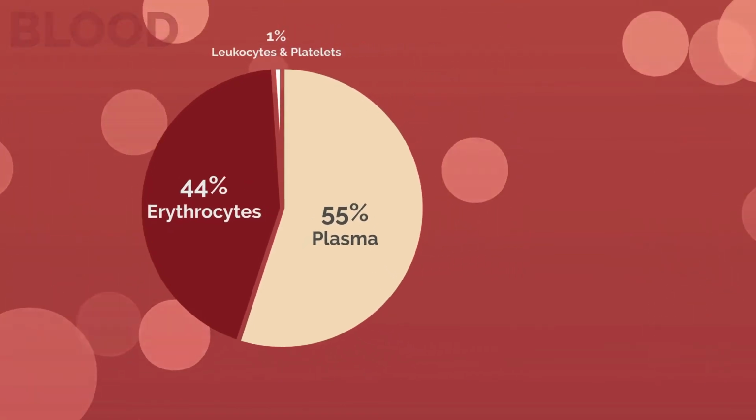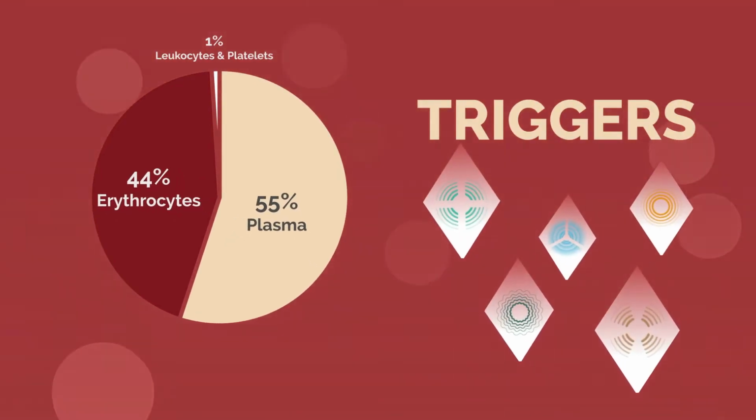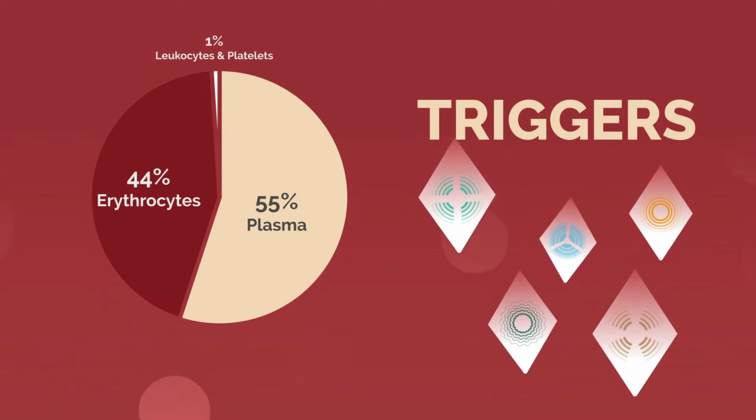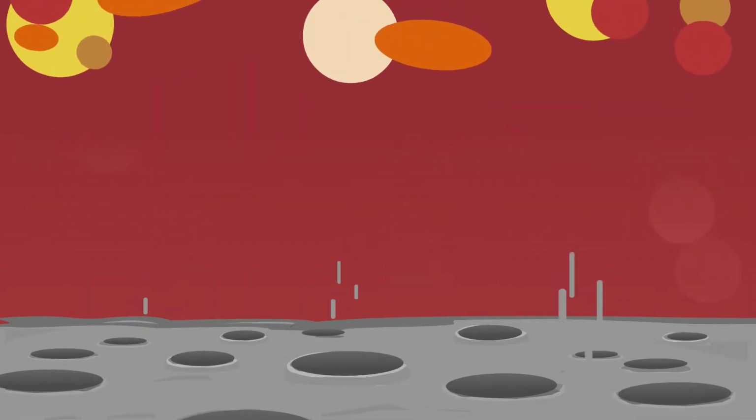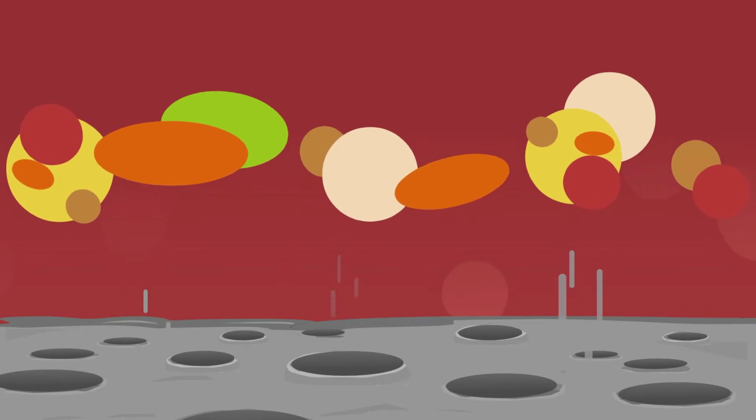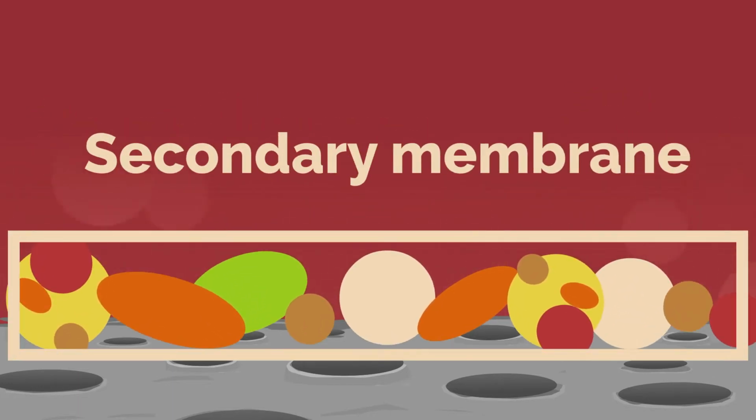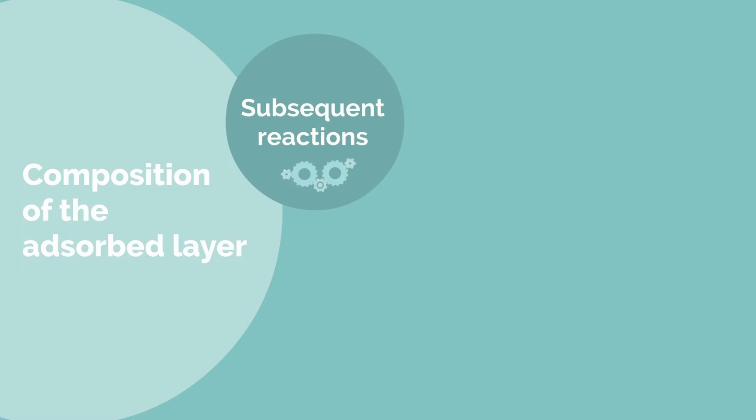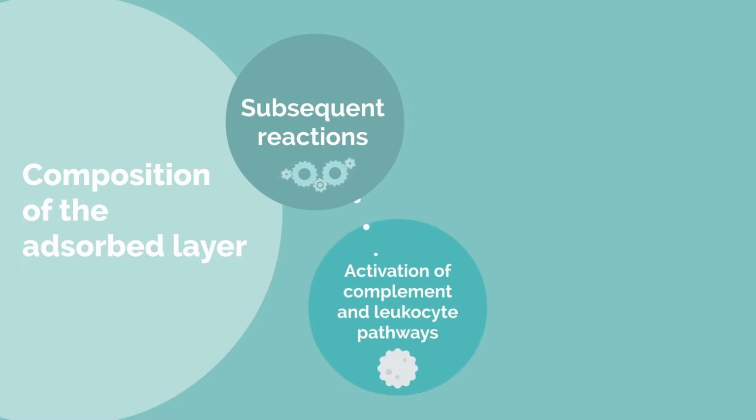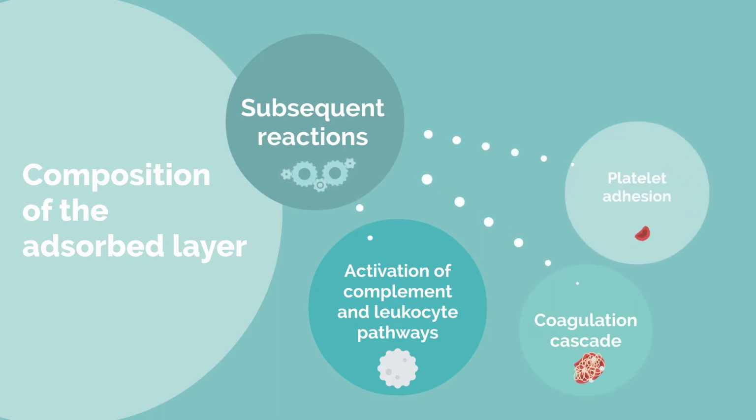The triggers for adverse events in response to blood material interactions are equally complex and begin with instantaneous adsorption of proteins to the blood contacting membrane surface. This adsorbed protein layer, often referred to as the secondary membrane, includes large proteins such as immunoglobulins, serum albumin, and fibrinogen. The composition of the adsorbed layer determines the extent to which subsequent reactions occur, such as the activation of complement and leukocyte pathways, the coagulation cascade, and platelet adhesion.